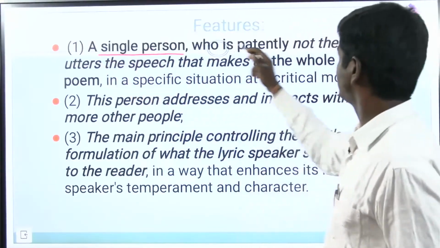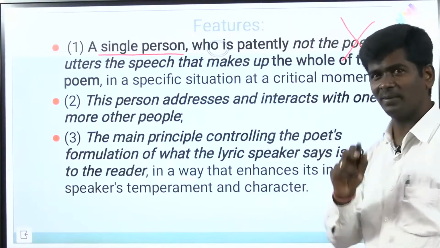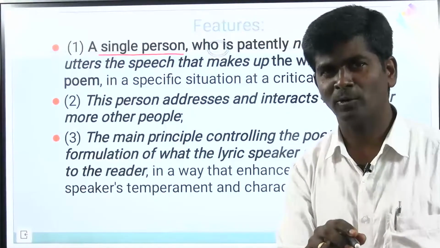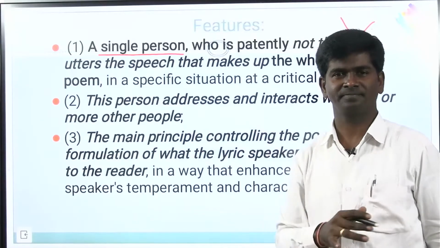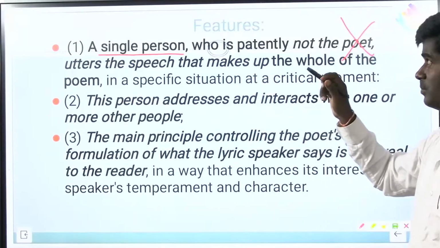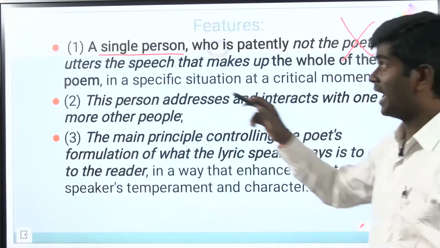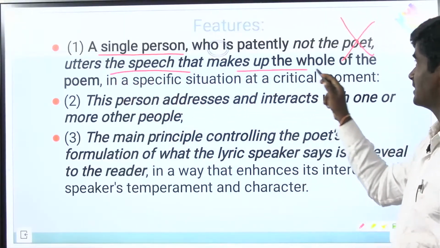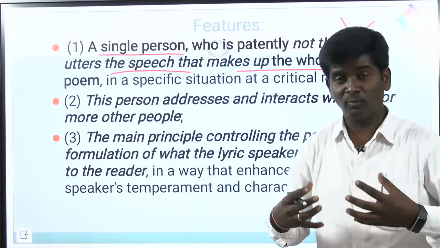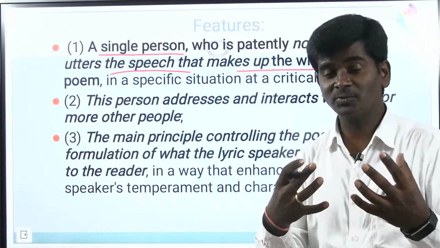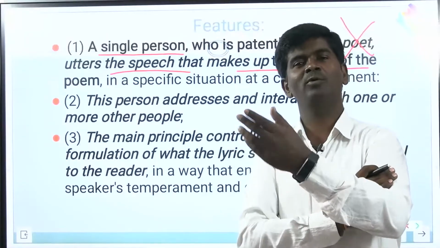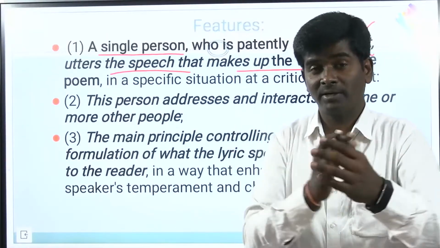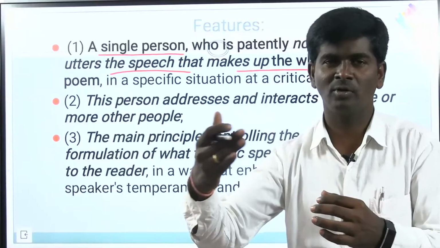A single person, not the poet. Remember, in dramatic monologue, the poet does not become one of the characters. So, a single person who is patently not the poet utters the speech and makes up the whole of the poem. What he wants to say is spoken by one of the characters and listened to by one or more other audience. But you don't expect any reply from the audience.